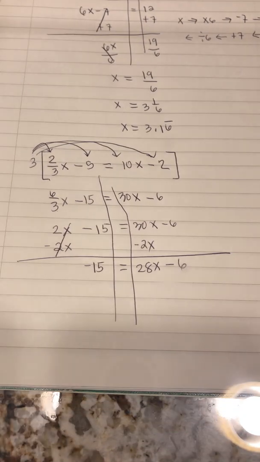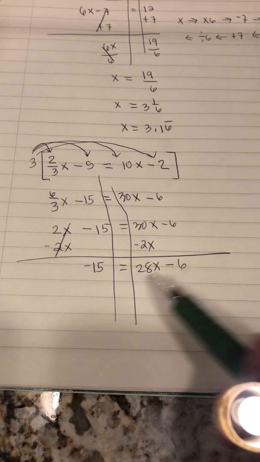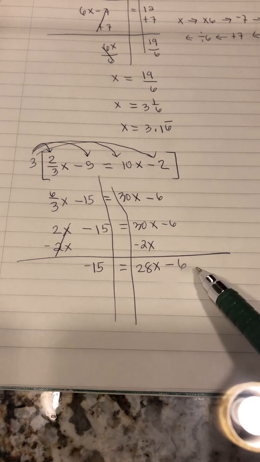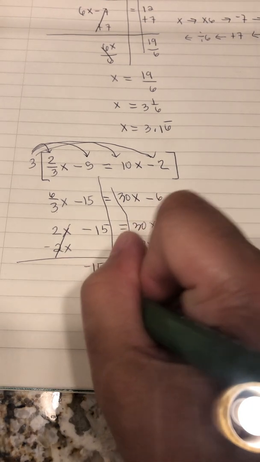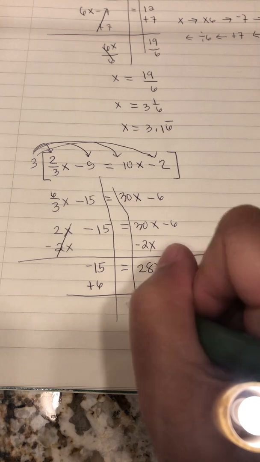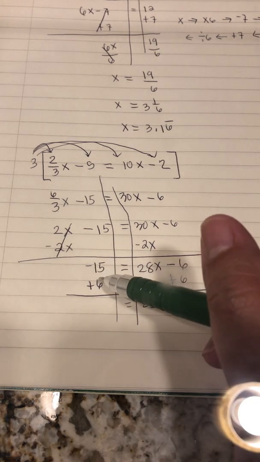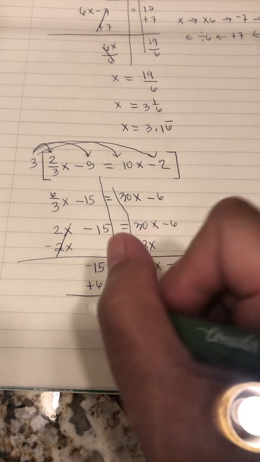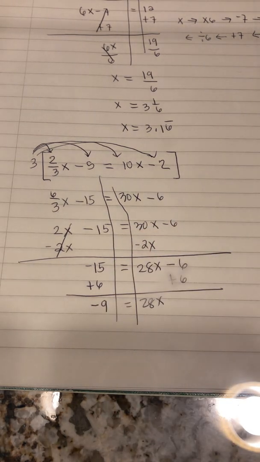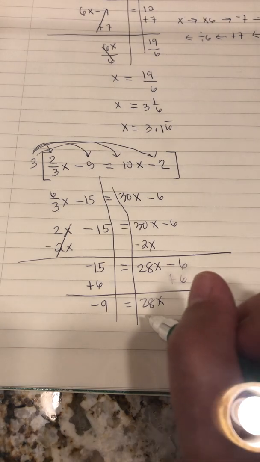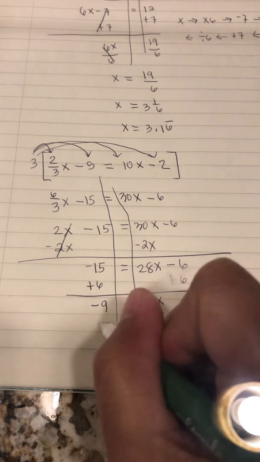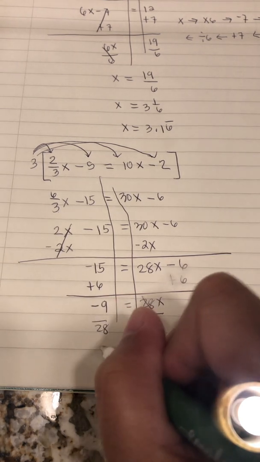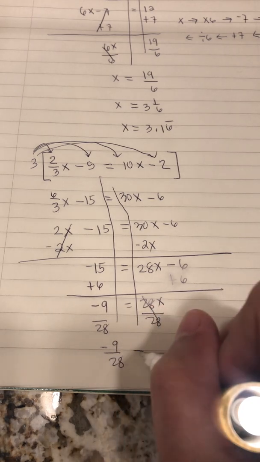Then here comes our story of x. The story of x is times 28 minus 6. So to reverse that, I would have to do plus 6 first. Now 28x is equal to negative 15 plus 6, so that gives you negative 9. Then this is times 28, so now you divide by 28. So the answer is negative 9 over 28 is equal to x.